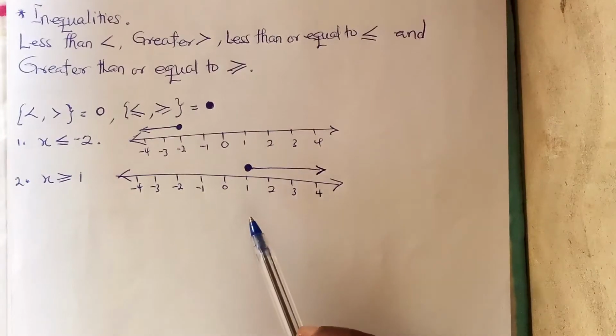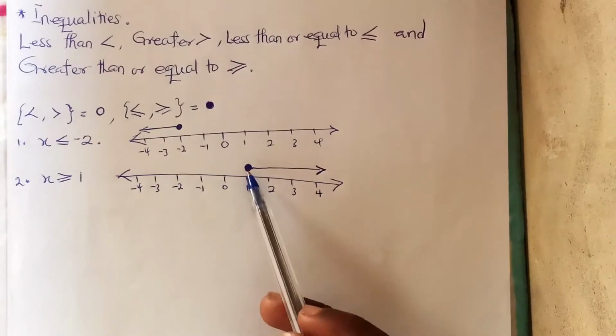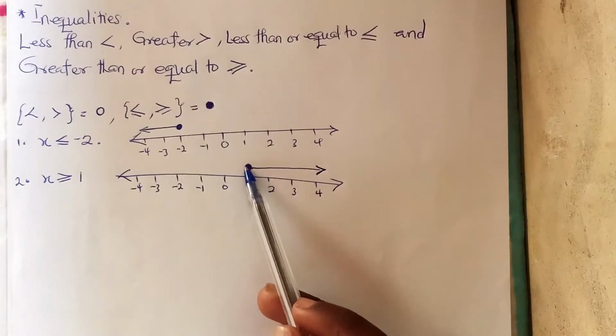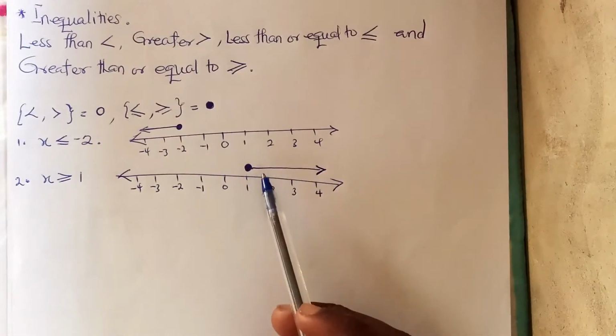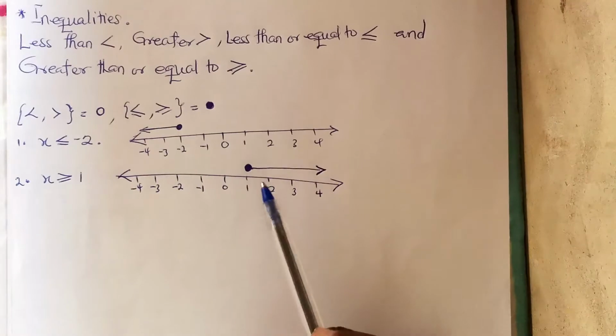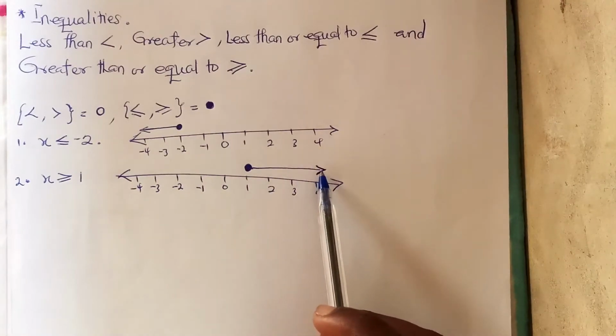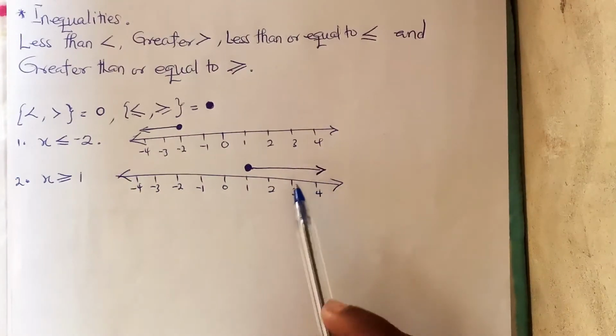For you to know whether it's greater than or equal to, or less than or equal to, it depends on the dot in front of the arrow. And for you to know whether it is greater than or less than, it's the arrow that signifies that.